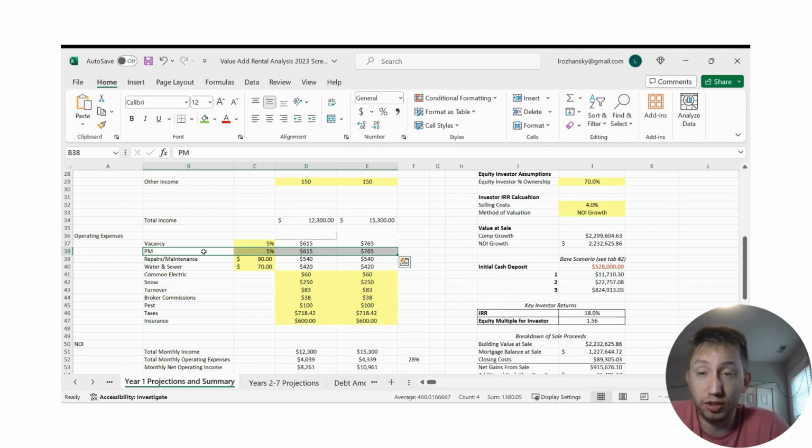Property management. So if you're going to pay a PM to manage the building, my PMs today, I give them a lot of business, so I get 5%. Some of you might need to pay 6 or 7 or even 8%. So just put in the correct assumption for you.